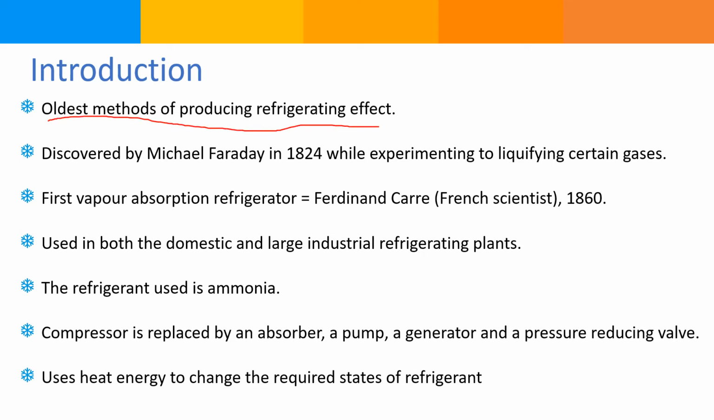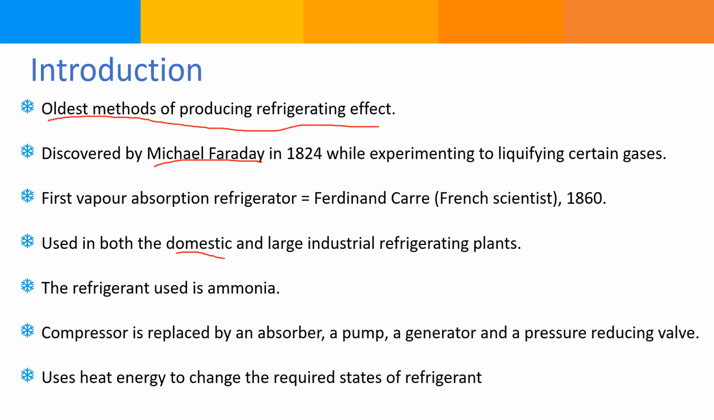They were discovered by Michael Faraday in 1824 while experimenting to liquefy certain gases. The first vapor absorption refrigeration machine was developed by a French scientist named Ferdinand Carré in 1860, which can be used in both domestic and large industrial refrigerating plants. The refrigerant used is mainly ammonia along with water.